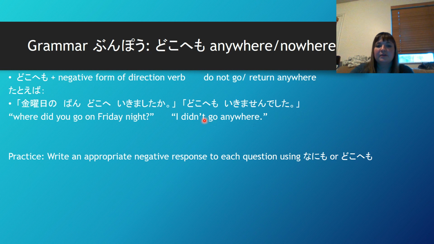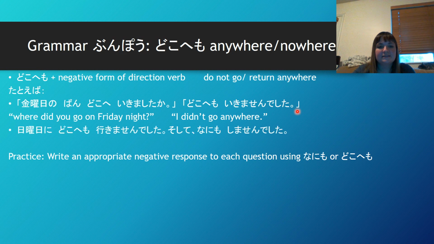So we notice here, we're using doko e mo, and our verb is in negative form, right? What part of this is negative? How do we know it's the negative form? If you said the masen part, you are correct. If it has masen in it, it's negative, right? So doko e mo ikimasen deshita. Okay, deshita is what? What does this add to our verb? If you said past tense, you're correct. So we have our negative and past tense, so we know it's something that happened in the past and it's negative. Very good.